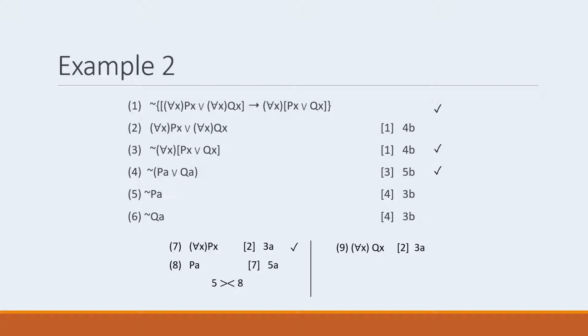Our right branch begins with for all x q of x. That uses up line 2. Again, we pick q of a, using up line 9, and we derive a contradiction from lines 6 and 10.